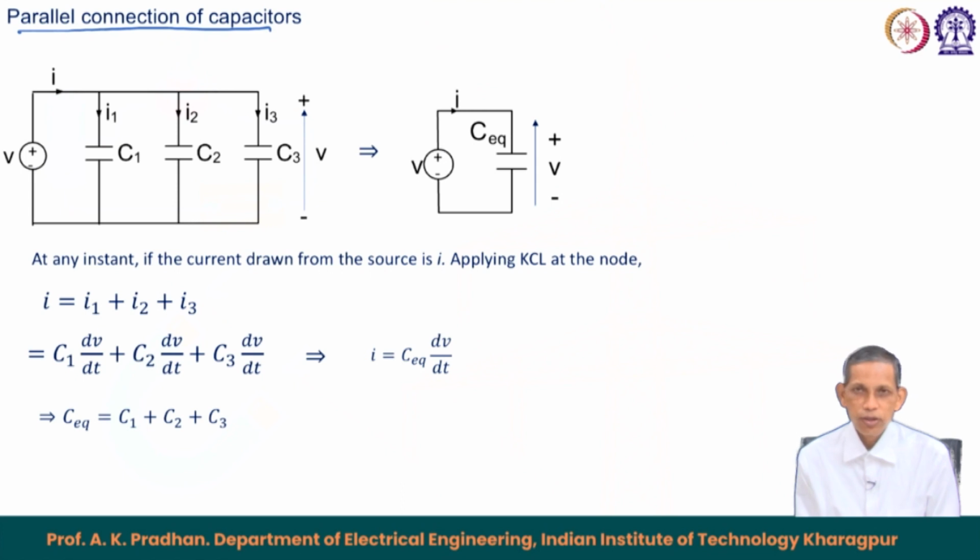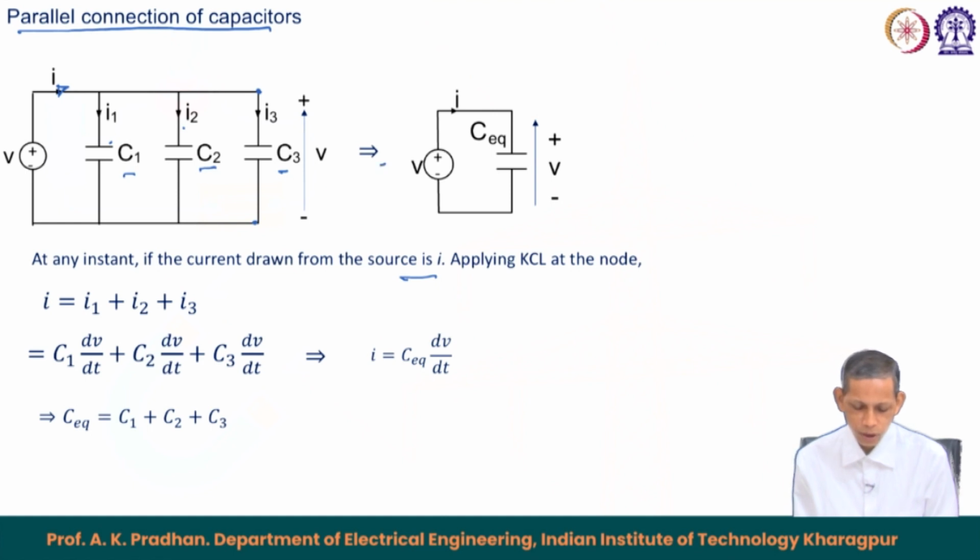Parallel connection of capacitors. Let us say C1, C2 and C3 are connected in this fashion. All are in parallel, so the voltage across each capacitor will be the same. Now, let us say at an instant of time the combination takes a current I from the source, and each capacitor draws a current I1, I2, I3, and the charges associated with them will be Q1 equals C1 into V, Q2 equals C2 into V, Q3 equals C3 into V.